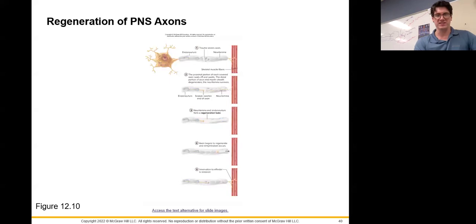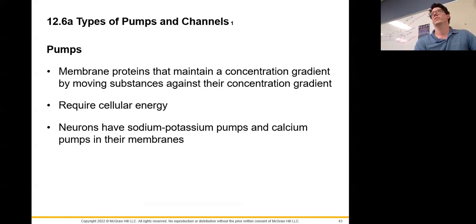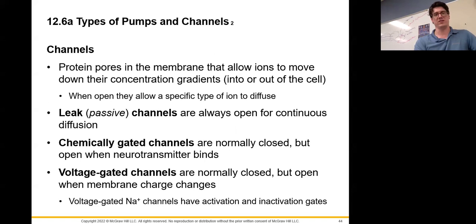Now, if an axon does get hurt, it can get repaired. So I do recommend that you read up on figure 12.10. This is basically just showing you the repair process for axons that do get damaged. However, this process can take a very, very long time. And in the central nervous system, it may not occur at all. And we've just filled those spaces with astrocytes.